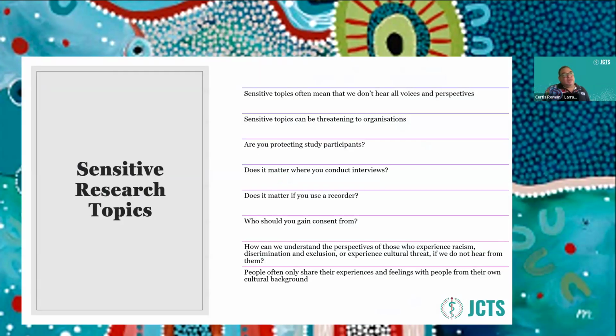We'll go on to the next topic. This is sensitive research topics. Sensitive research topics are really important, and qualitative research helps us to understand them. If I were to give you an example, if you were to write to an employer and say, I would like to do research on racism, discrimination, or bullying in your workplace with your employees, they might not get back to you. They might not be really keen for that research to happen.